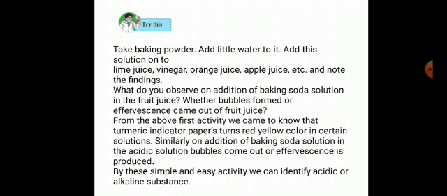So this is a simple activity which can help you to identify whether the substance exists in acidic form or alkaline form. Effervescence of CO2 is coming out. Baking soda is an alkali, and when it is added to fruit juice, effervescence of CO2 will come out.